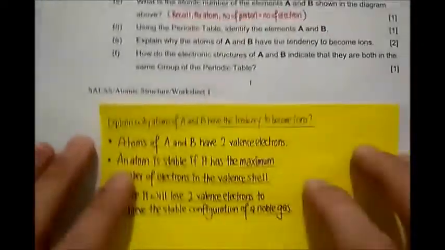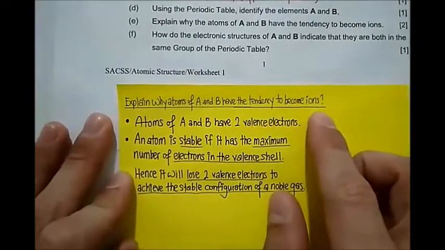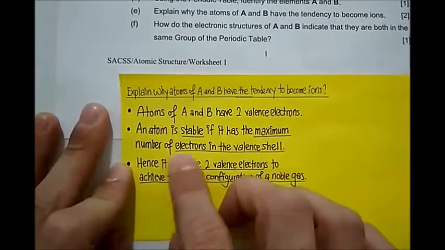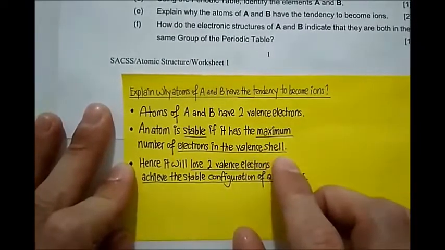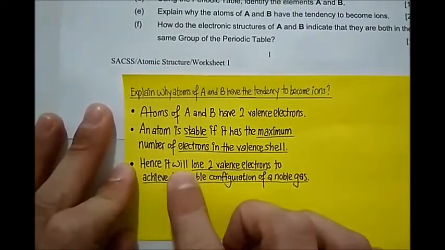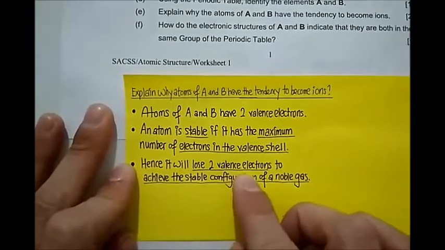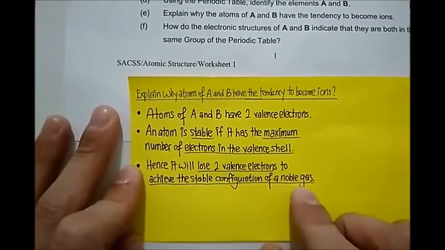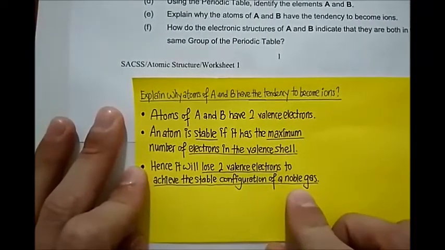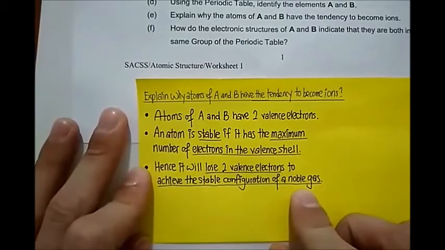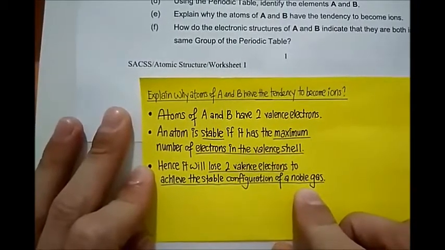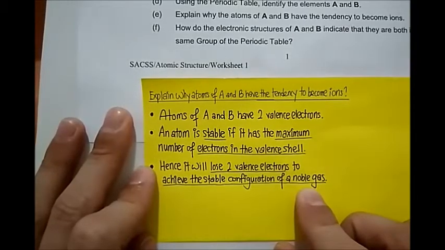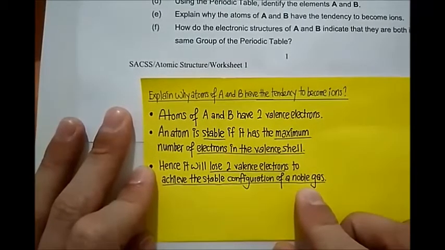So why do they have the tendency to form ions? An atom is stable if it has the maximum number of electrons in the valence shell. Hence, for A and B, they will lose two valence electrons to achieve this stable configuration of a noble gas. Noble gases can be found in group 0, the extreme right column of your periodic table. The elements there would have the maximum number of electrons on their respective valence shell, hence making them stable.